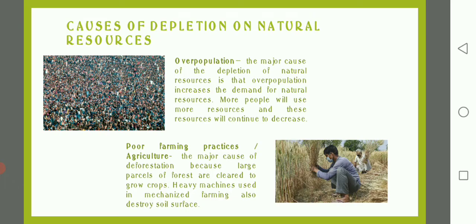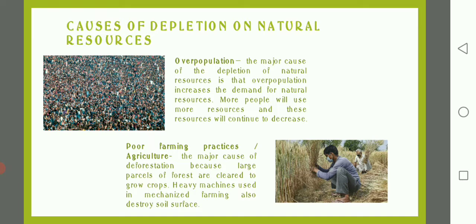Causes of depletion of natural resources. These are the activities that increase the rate at which natural resources are used up. One of these is overpopulation. The problem with overpopulation is the increase of demand for natural resources. More people will use more resources, and these resources will continue to decrease.